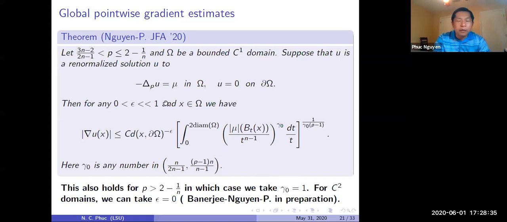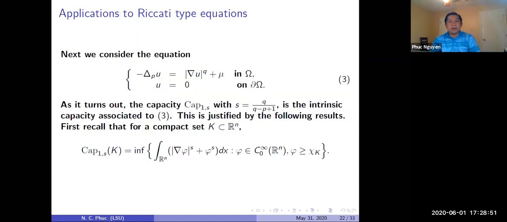Yeah, the right question to ask is, can we do it for a C1 alpha domain where epsilon is equal to 0? It's not clear to us at this point, and this should be expected, but we don't know how to do it yet. Okay, so now finally let me mention the application of the potential estimate to the Riccati equation.